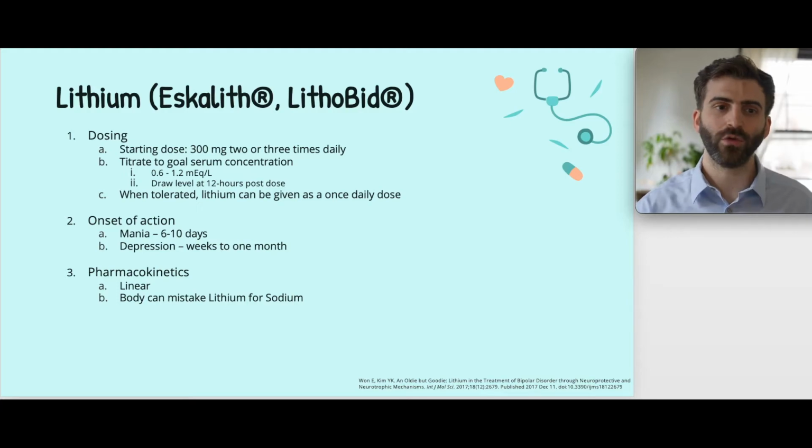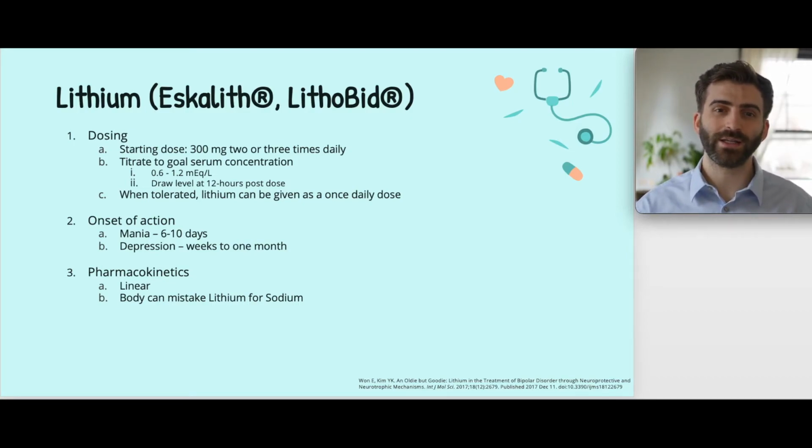You want to draw your level 12 hours post-dose, whether the patient's on lithium once a day, twice a day, or so on. When tolerated, lithium can be given as a once daily dose, and it should be given as a once daily dose. The reason behind this is it is less harmful to the kidneys when given all at once rather than giving consistent doses more often. The onset of action for mania is about 6 to 10 days. For depression, it can take quite some time, which is similar to many medications used to treat depression.